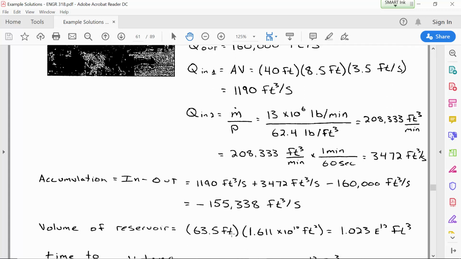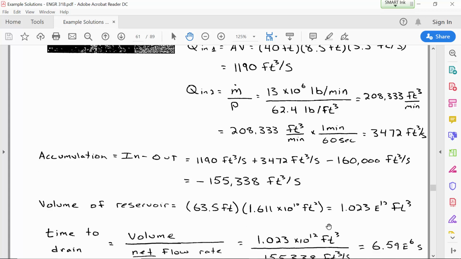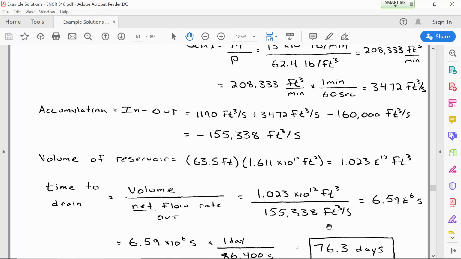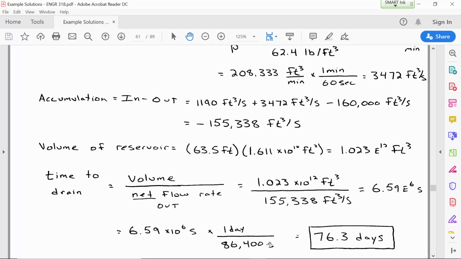And so if we look at the volume of the reservoir, that's the cross-sectional area, top view, multiplied by the average depth, and that tells us how many cubic feet of water are in the reservoir. And so then the time will be the volume divided by the flow rate out. Here we've calculated the time in seconds, but what that works out to is 76.3 days.